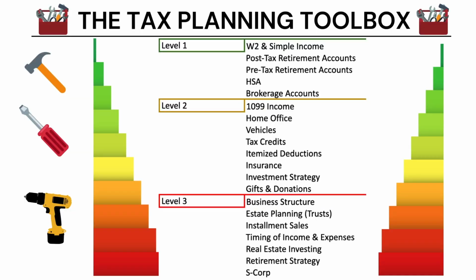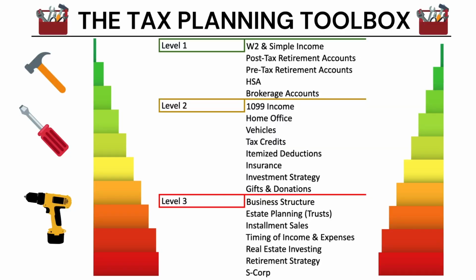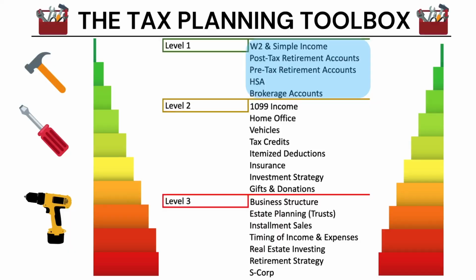So we've got it pulled up now. We've got our hammers, we've got our screwdrivers, we've got our drills, we've got everything else we need in there. All the key components we need to make sure we're ready to get the job done and get the job done right. In level one, you've got your W-2 and simple income. That's going to be much easier to plan for. Most people can wrap their head around that and the taxes that are going to result from that and how to plan for them.